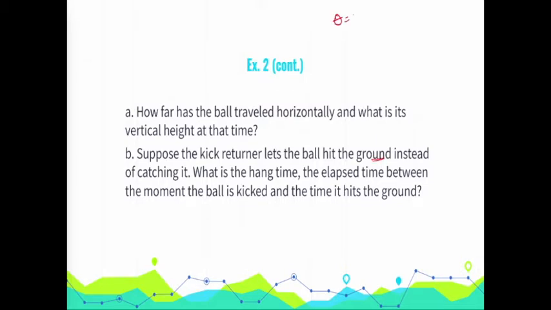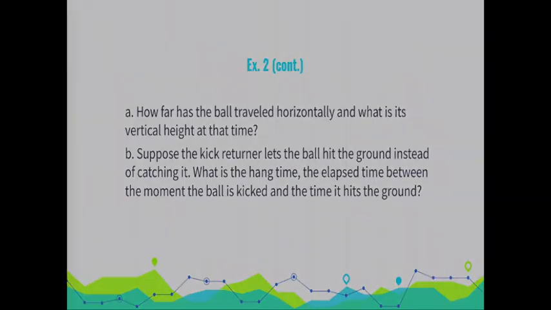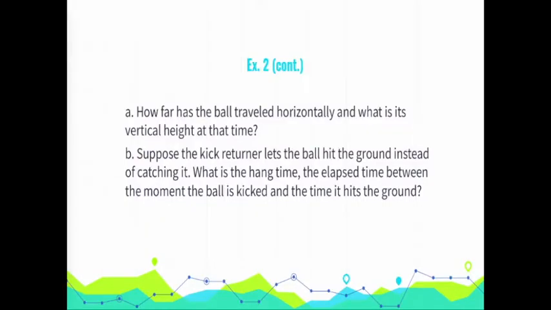So our theta is 68 degrees. Our initial velocity was 29 yards per second, and the time t was 5 seconds. So, how far has the ball traveled horizontally, and what is its vertical height at that time?